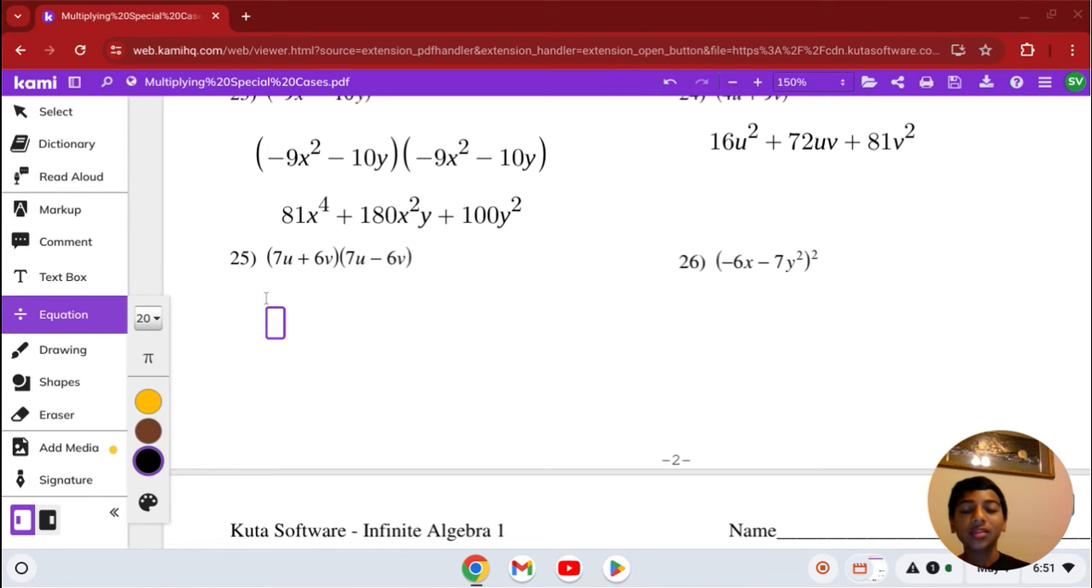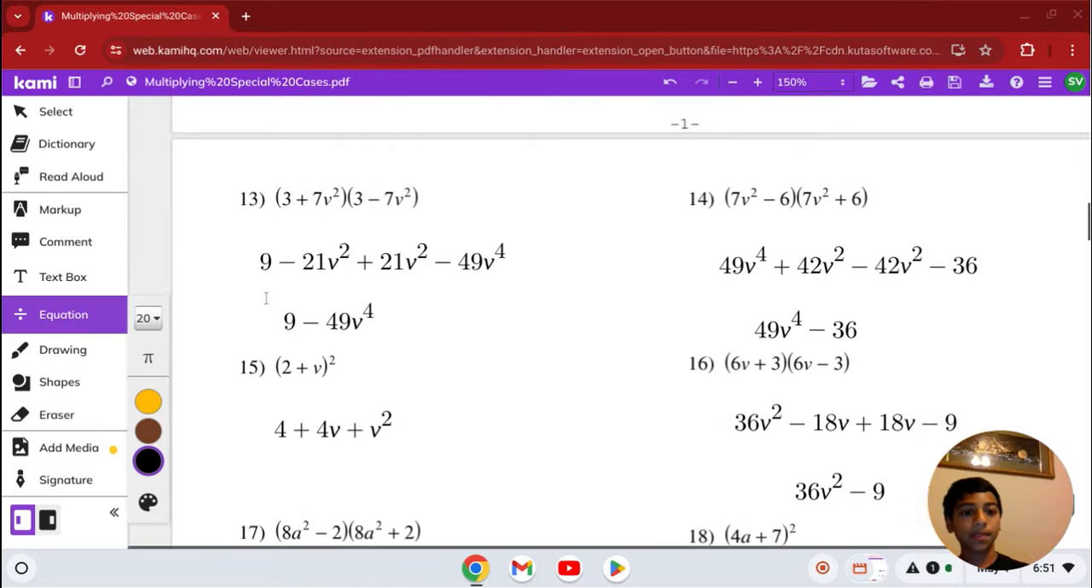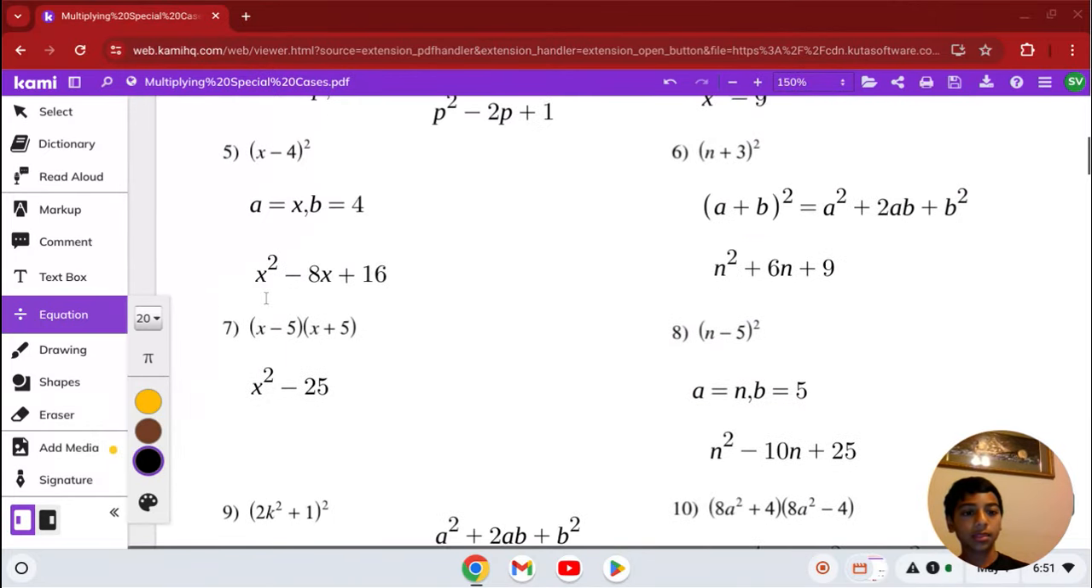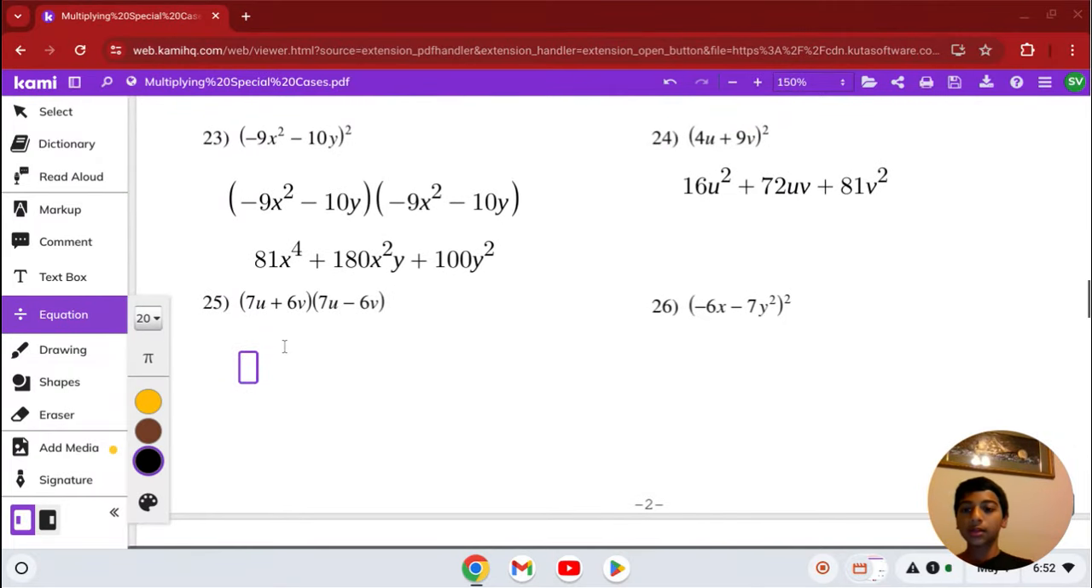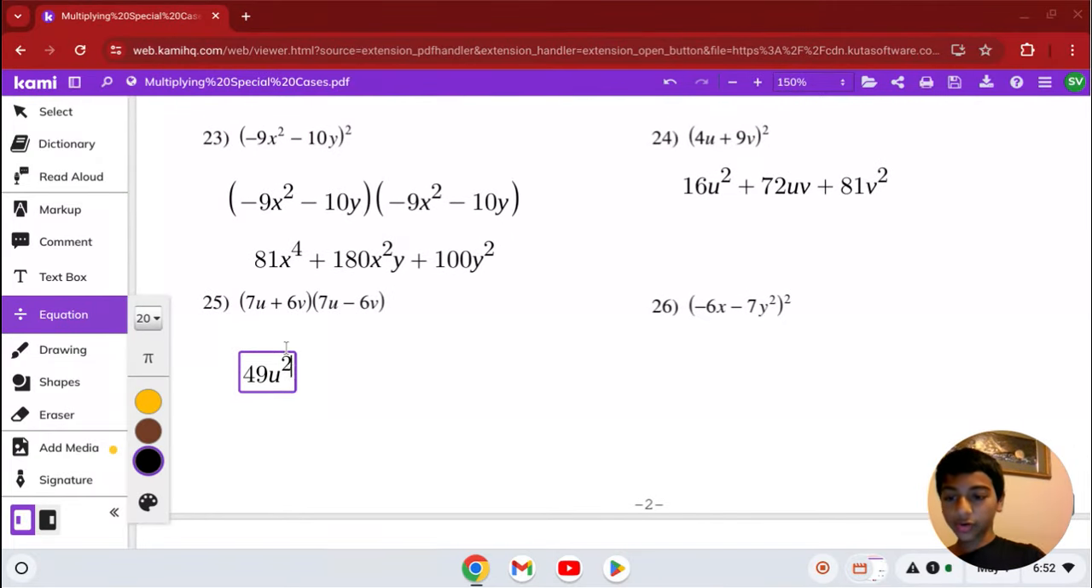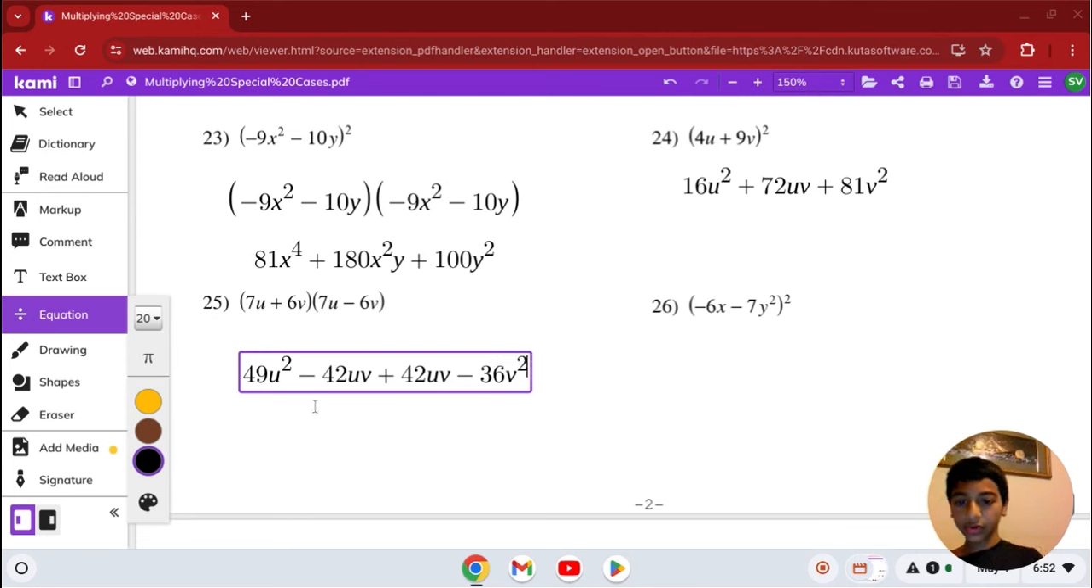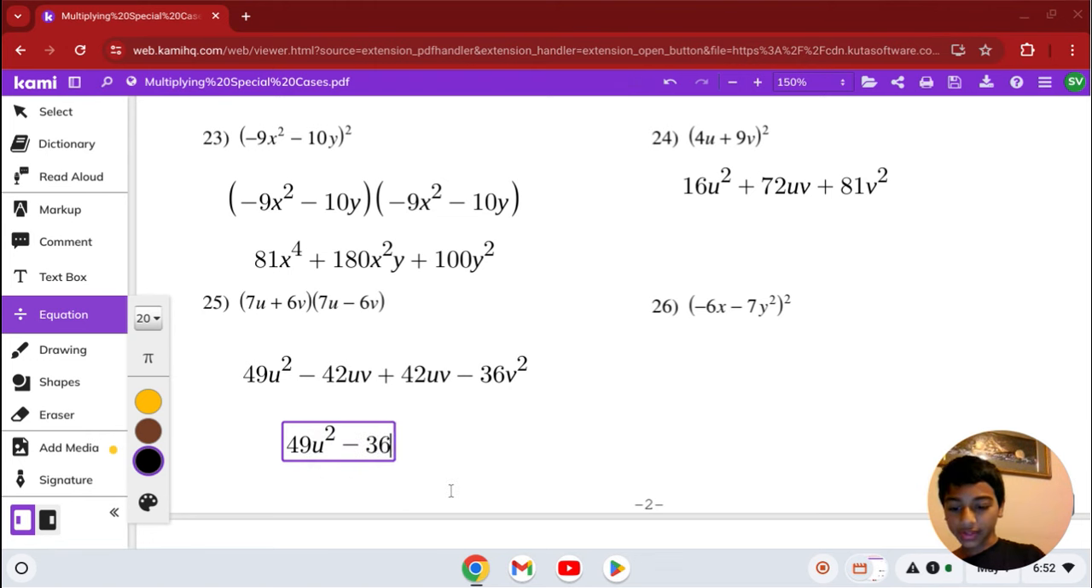Number 25, (7u plus 6v) times (7u minus 6v). See, they're similar forms. So it's 49u squared, minus 42uv, plus 42uv, minus 36v squared, which simplifies to 49u squared minus 36v squared.